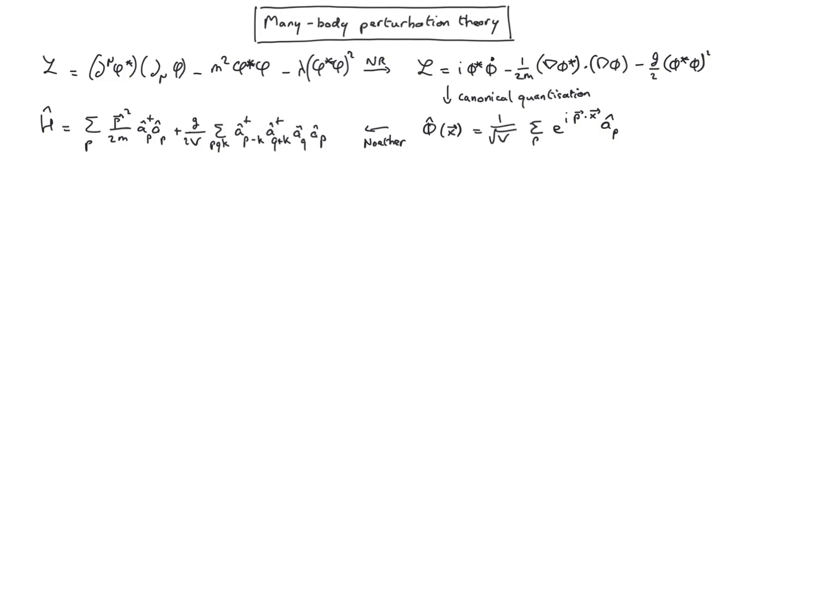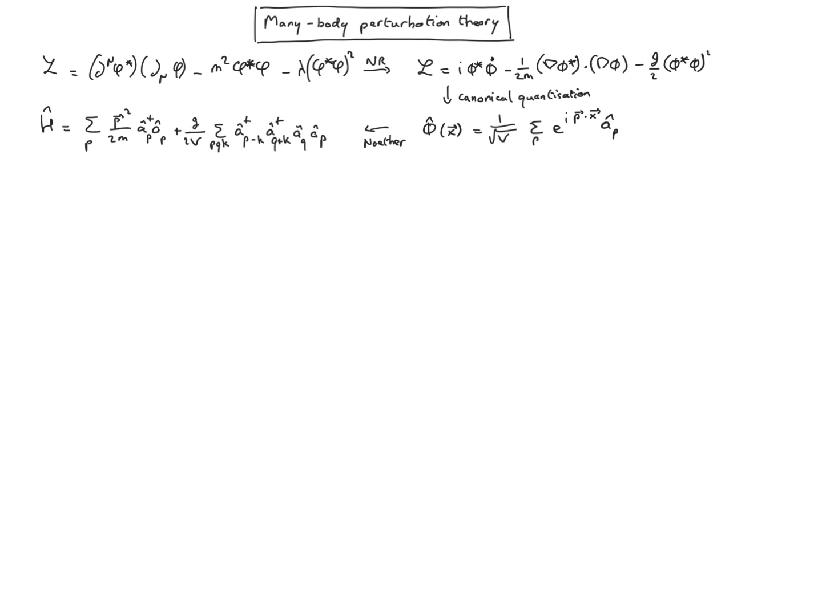We wish to describe a system of non-relativistic interacting bosons. So we started with the Lagrangian for a non-Hermitian scalar field with an interaction term, a phi-4 interaction term, which corresponds to a contact interaction. That means that the field mediating the interaction has been integrated out. Then we took the non-relativistic limit and we got a Schrödinger-like Lagrangian with, again, a contact interaction.